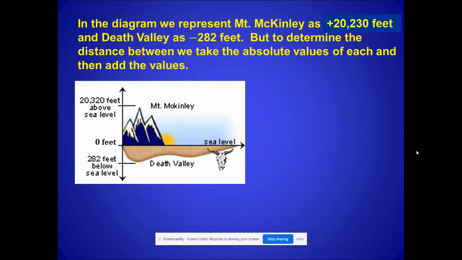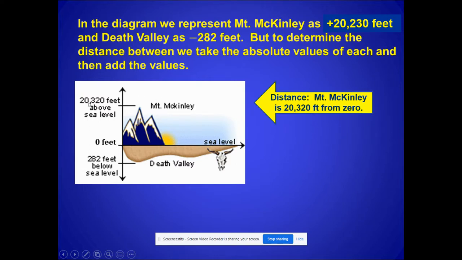In the diagram below, we represent Mount McKinley as 20,230 feet and Death Valley as a negative 282 feet. But to determine the distance between, we have to take the absolute values of each and then add the values together. So we are wanting to know the distance between Death Valley and Mount McKinley.